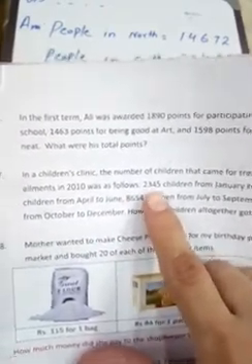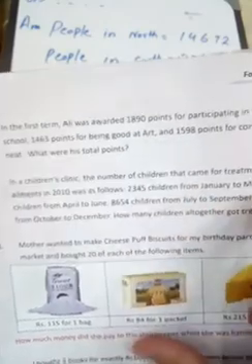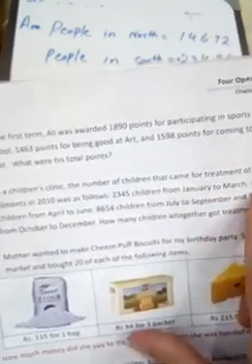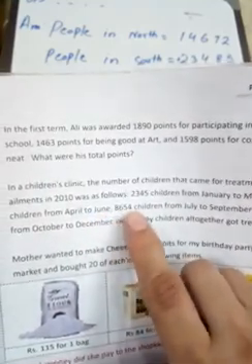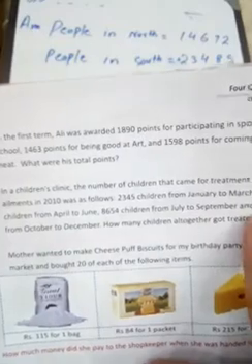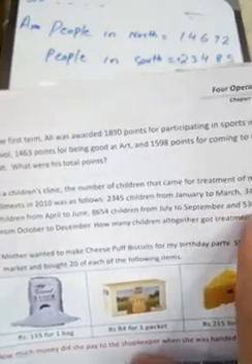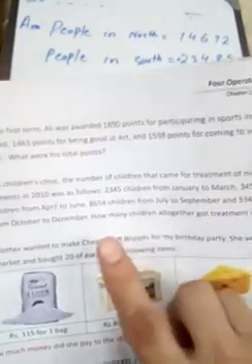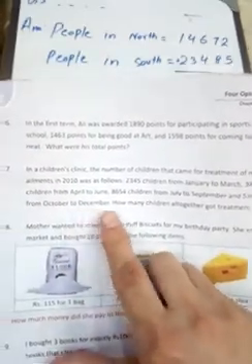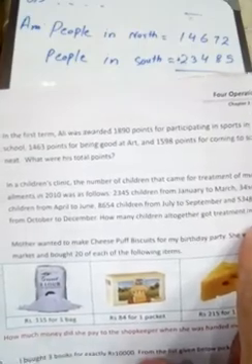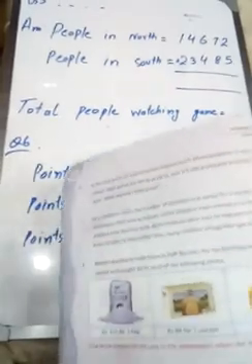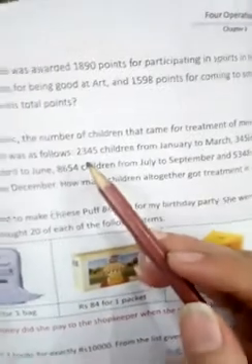In a clinic, the children visited for treatment in 2010. How many children visited the clinic? From January to March, 22,345 children visited, from April to June 8,654 children, from July to September, and 5,348 children visited from October to December. So how many children altogether got treated in 2010? Now you have to tell the record for all those months, how many children were treated.